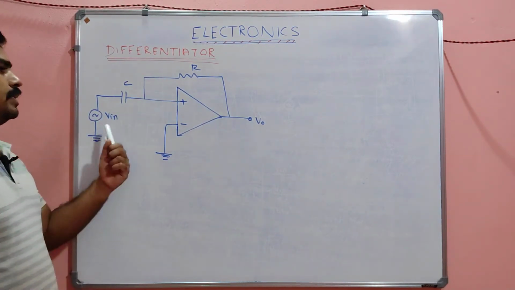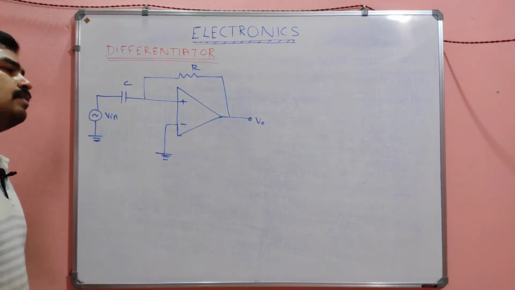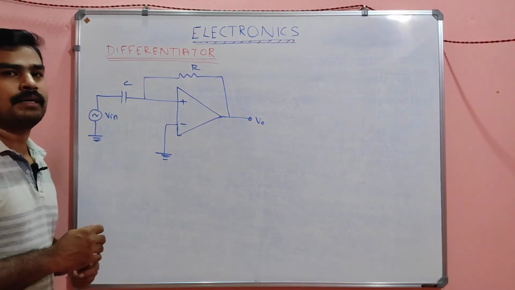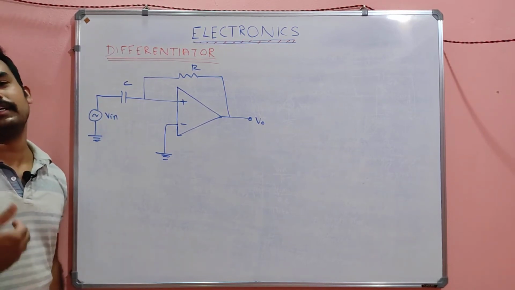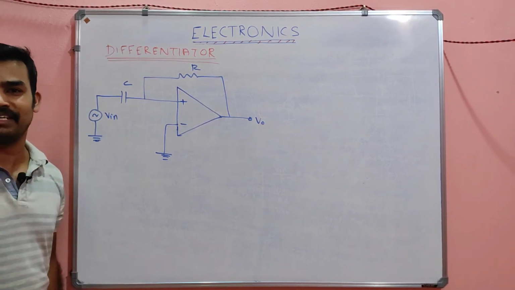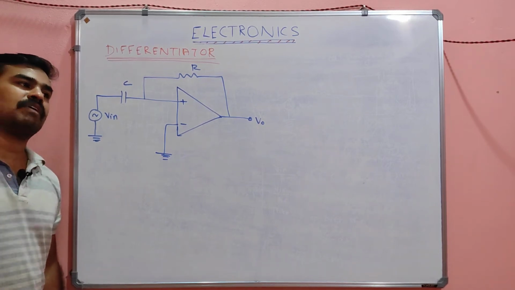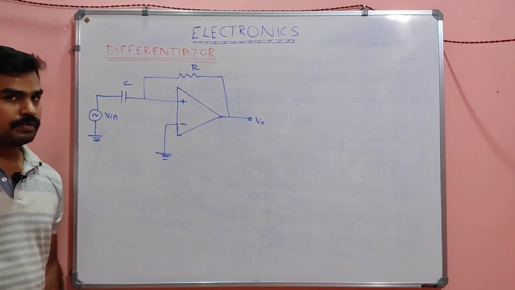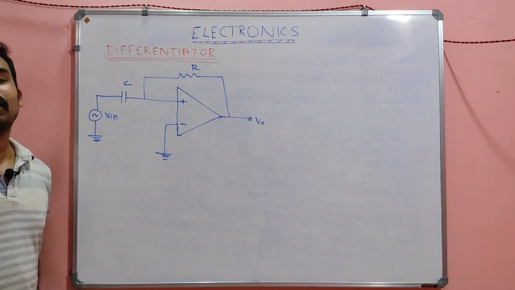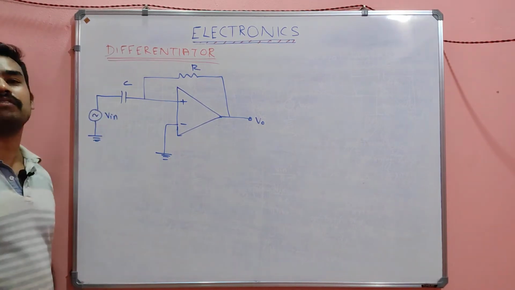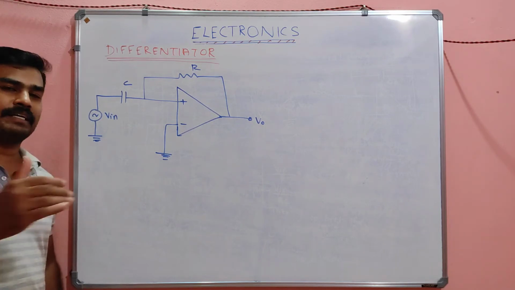So let's see what the relation between V out and V in is. The differentiator is used to find the rate of change of the input voltage. In other words, whatever quantity we give as the input to the differentiator, the output will be the differentiated one. The output will be d by dt of the input. That we will discuss now.